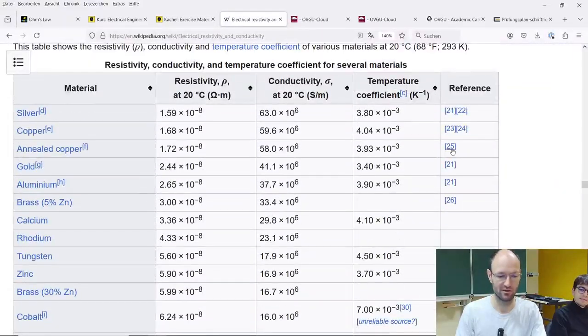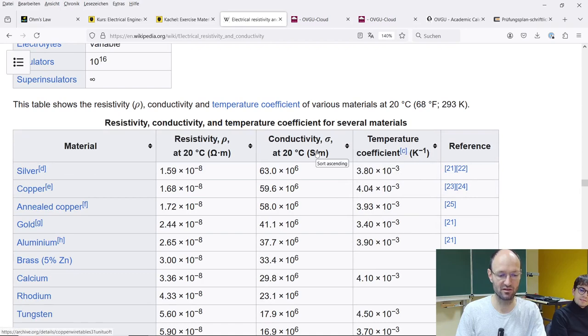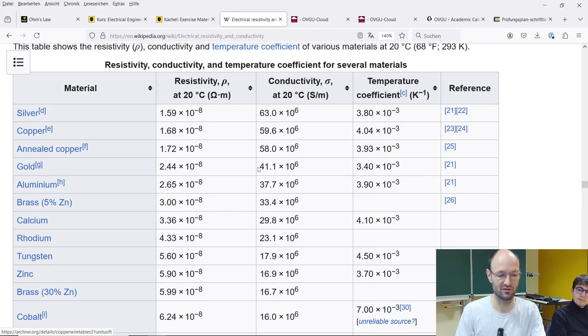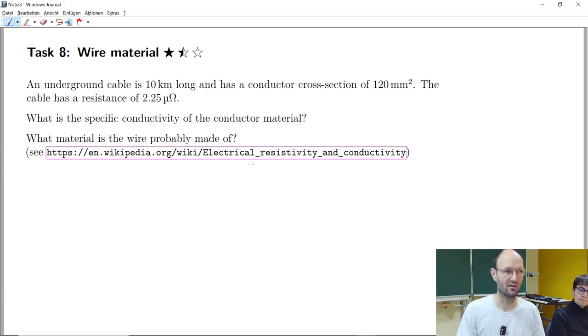At the end, as usual, here. At the end, where we have resistivity, conductivity measured at 20 degrees Celsius. And from this table, we can then maybe guess what material the wire is made of, or this cable is made of. Any lucky guess what material would you use or suggest for such cables? It could be copper, but copper is too expensive. So you use copper for wires because it has a good conductivity, but for such cables, it's probably too expensive.